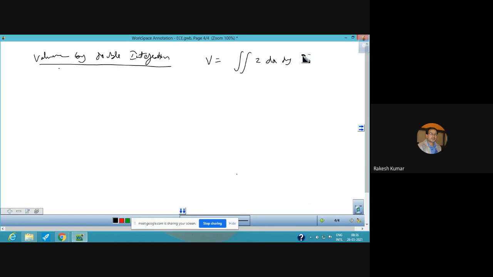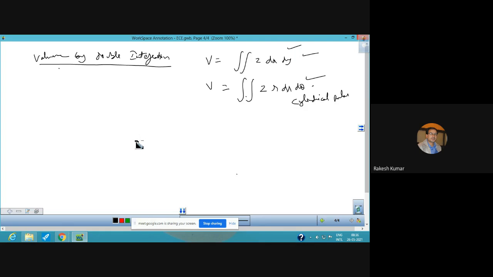This is in the form of Cartesian variables, and this formula can also be written in polar form: z dr d theta, using cylindrical polar coordinates. So whenever we find the volume by double integration, you just need to use the cylindrical polar formula in case of polar, and this one for Cartesian coordinates.